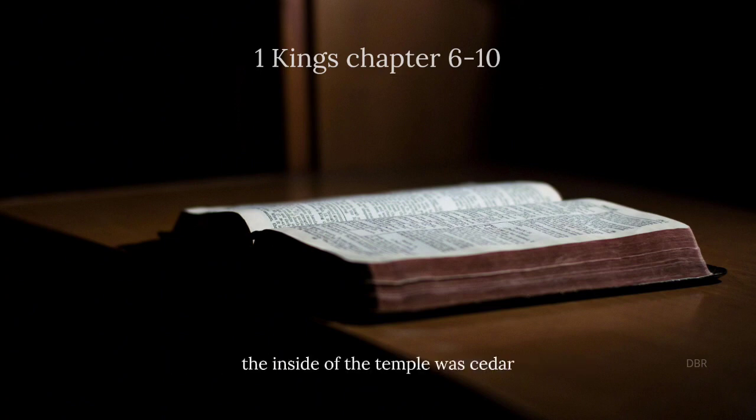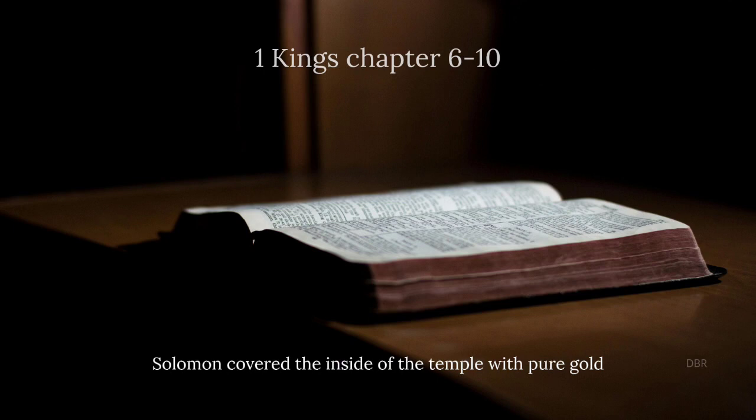The inside of the temple was cedar, carved with gourds and open flowers. Everything was cedar, no stone was to be seen. He prepared the inner sanctuary within the temple to set the Ark of the Covenant of the Lord there. The inner sanctuary was 20 cubits long, 20 wide and 20 high. He overlaid the inside with pure gold, and he also overlaid the altar of cedar.